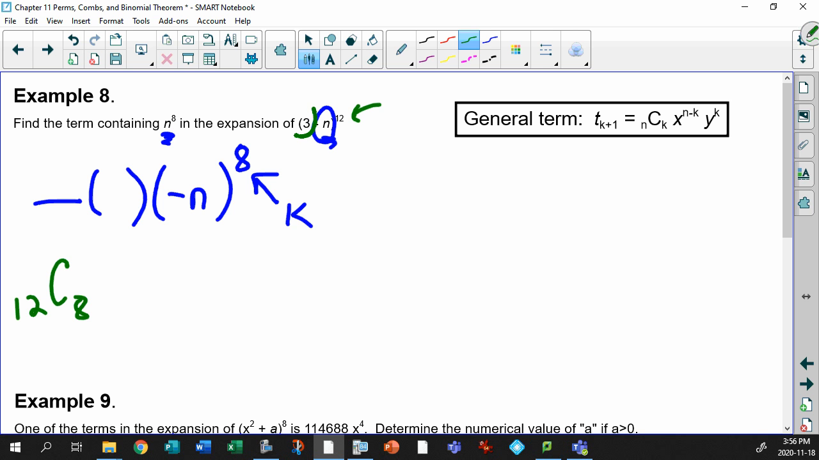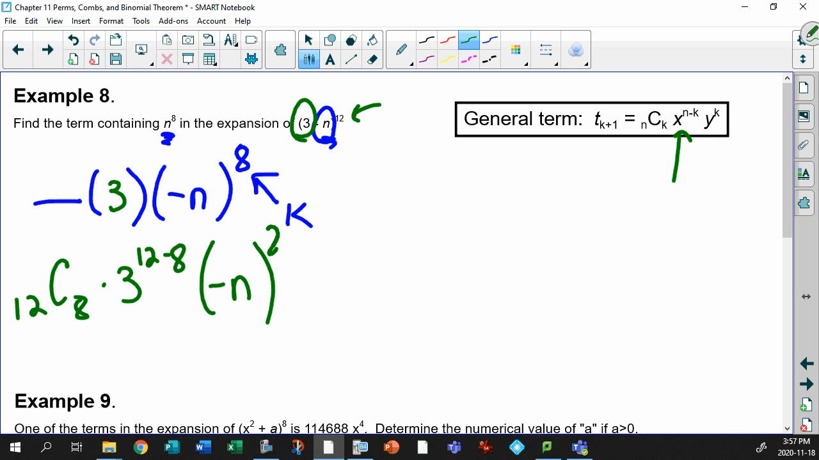Then what's your first term? That's 3, right? According to this formula right here, that would be 3 to the power of 12 minus 8, and the next one would be negative n to the power of 8. Oh my goodness. You mean it's that simple? Yeah, that's pretty easy.